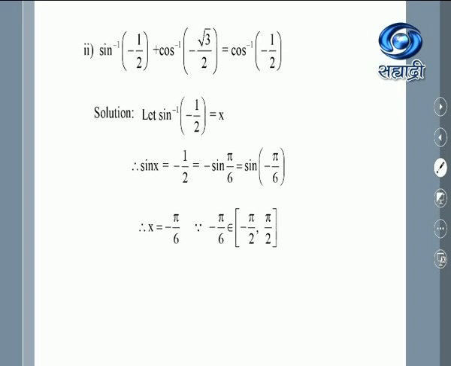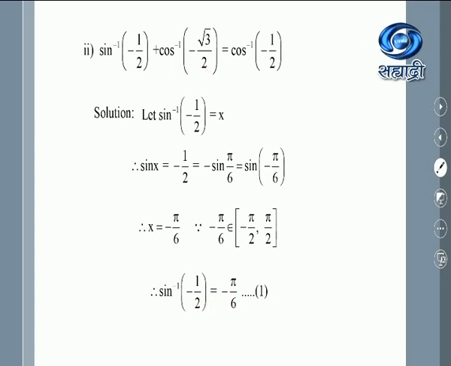Again, the angle minus pi by 6 belongs to the principal value branch. Minus pi by 6 is minus 30 degrees and belongs to minus 90 to 90, the closed interval. So we consider sine inverse of minus 1 upon 2 is equal to minus pi by 6. Thus we got the value for the first term. Therefore, we call this as 1.